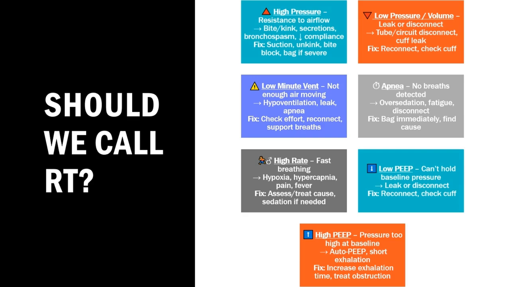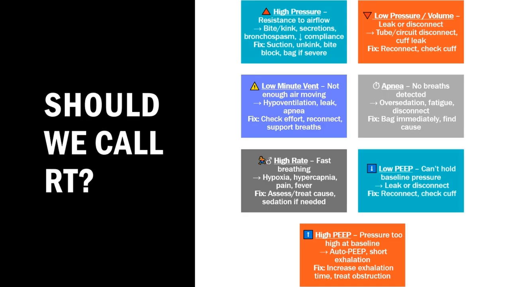So maybe that person is on a spontaneous breathing trial and they're just not doing well and we need to put them back on a regular rate, or maybe there's a leak. So anyways, if you hear that low minute volume, go in there, assess your patient, look for leaks, and then call RT and say, hey, they're hitting low minute volumes. We might need to go ahead and put them back on their rate.